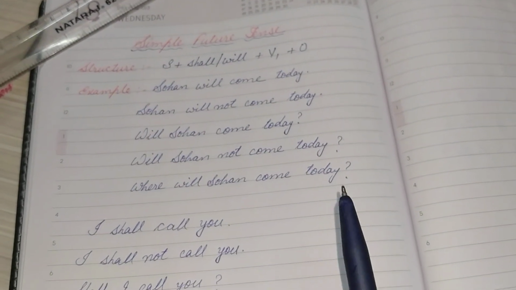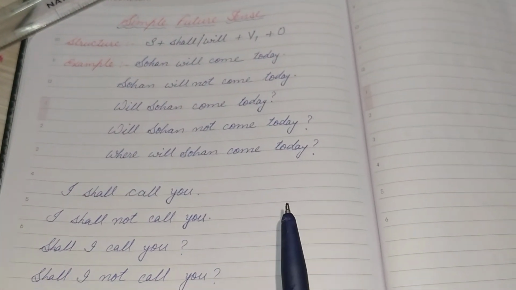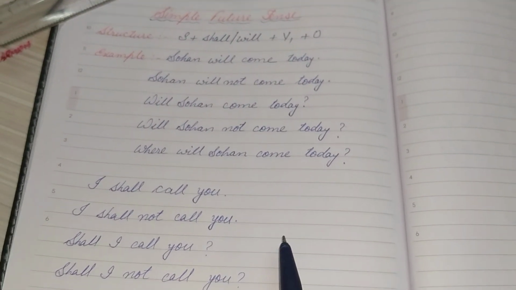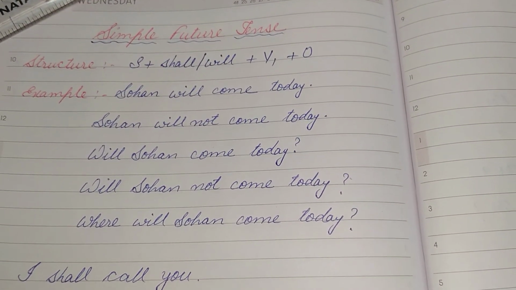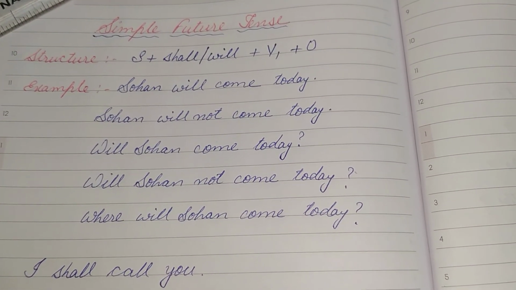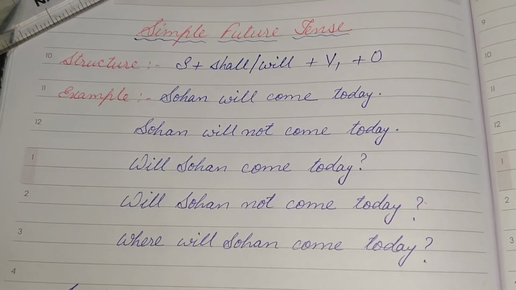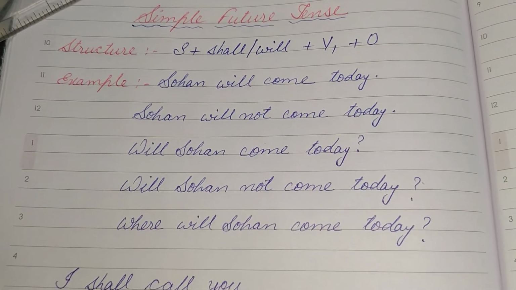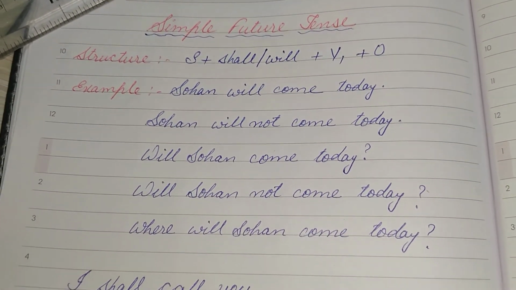So in this video we have completed simple present, simple past and simple future. According to the work or according to the time, we can use simple present, simple past and simple future. So till now we have completed all of simple present, simple past and simple future.